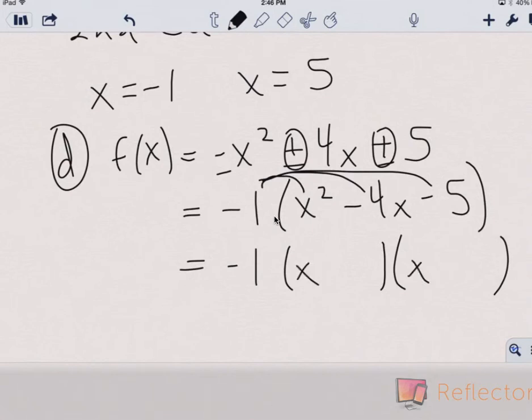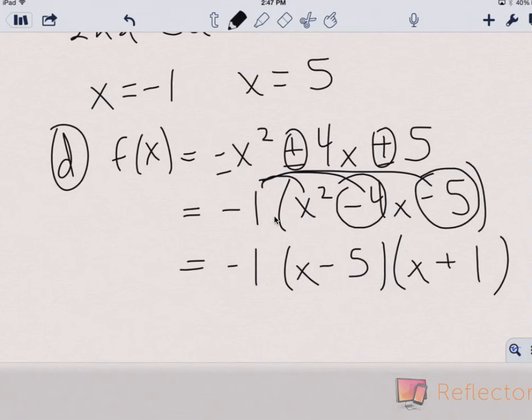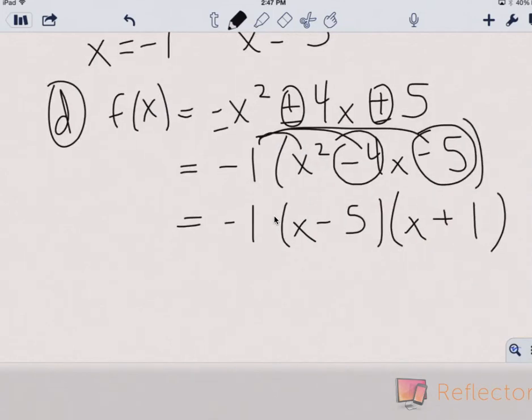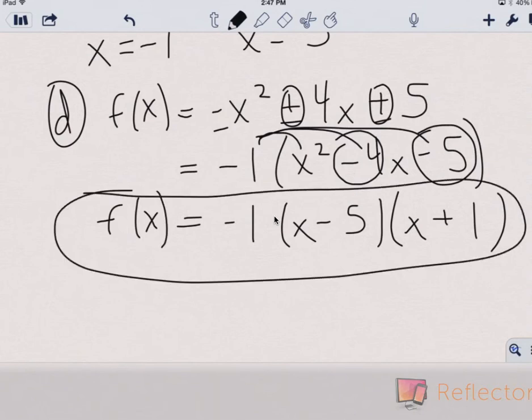remember, what we're looking for is what 2 factors multiply to be -5 and add to be -4. Well, that's going to be -5 times +1. Okay, so there we have the solution to this problem. That is the solution to D.